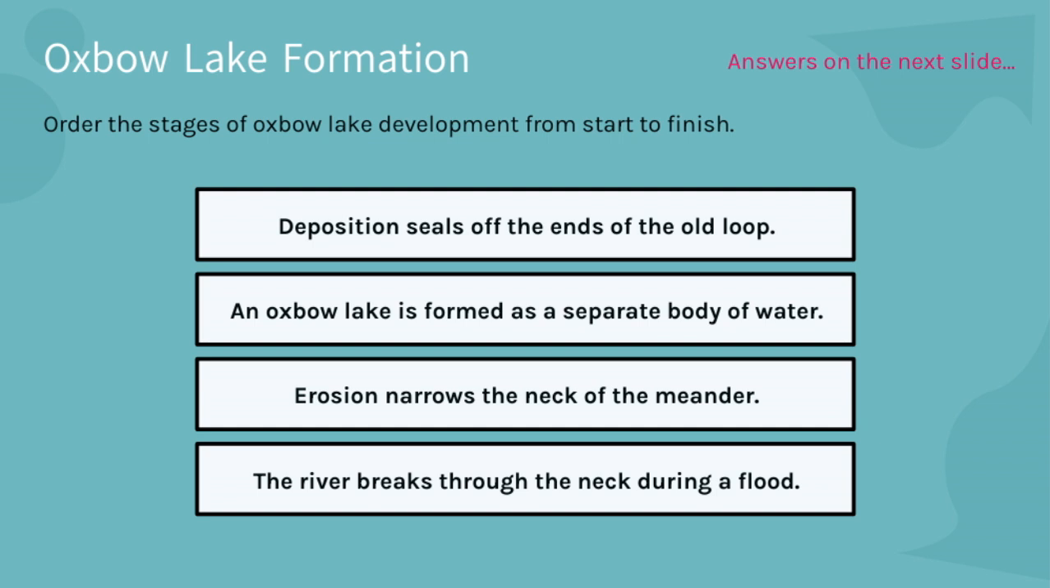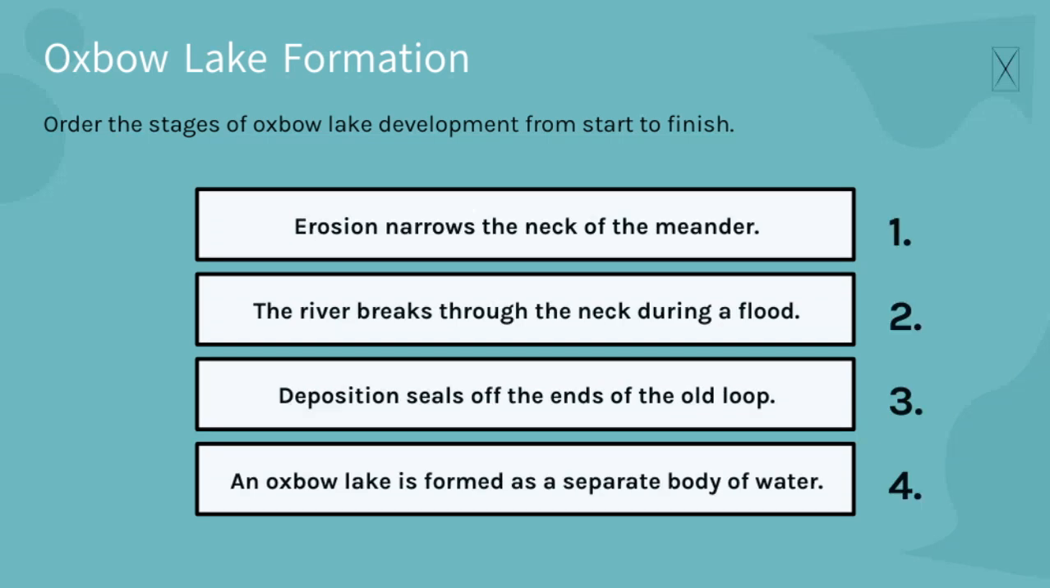Before a river can break through, the neck has to become narrow. That happens because of erosion on the outer bends. Then, during a flood, the river cuts through the narrow neck. After that, deposition seals the old loop. Finally, the old loop is completely separated from the main river and becomes an oxbow lake. The correct order is: first, erosion narrows the neck of the meander.